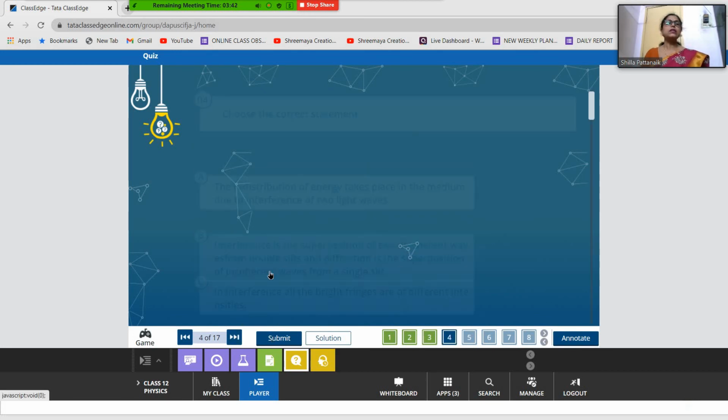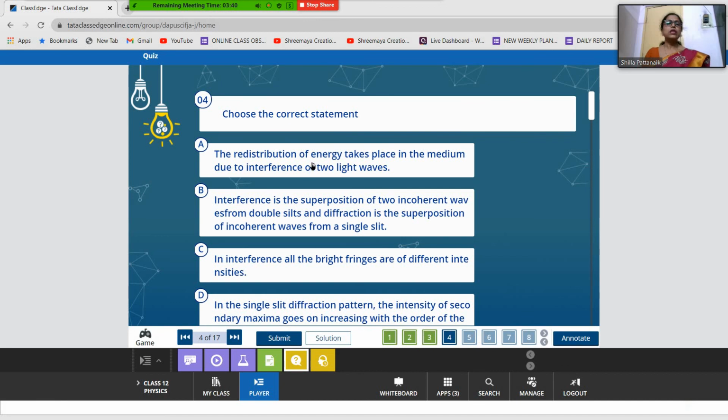So next question. Choose the correct statement. Go through all the statements, students. Tell me which one is correct. Option A. Very good. Redistribution of energy takes place in the medium due to interference of two light waves. Yes. Good. So option A is the correct answer.